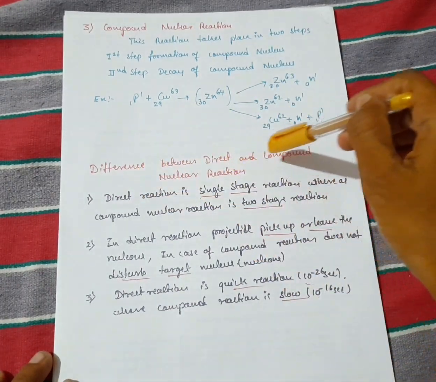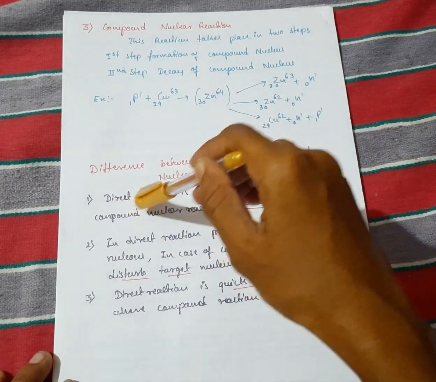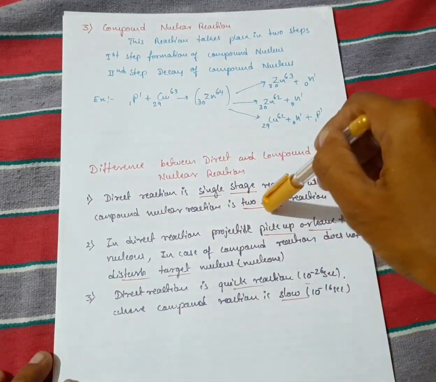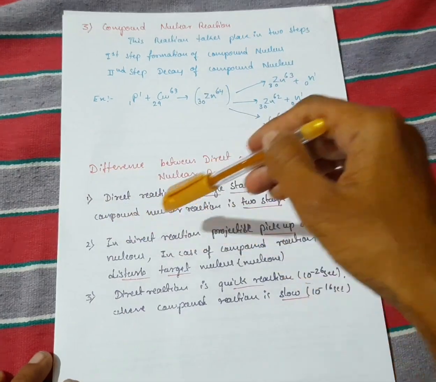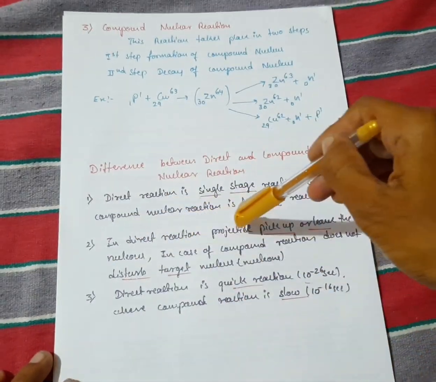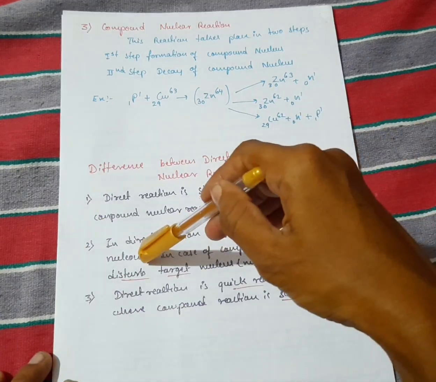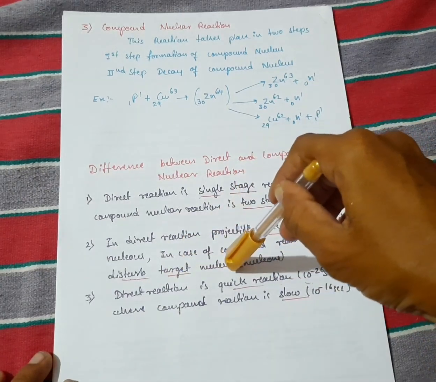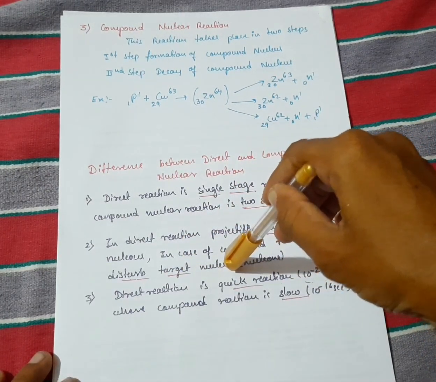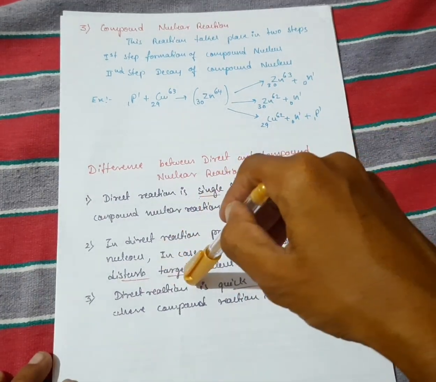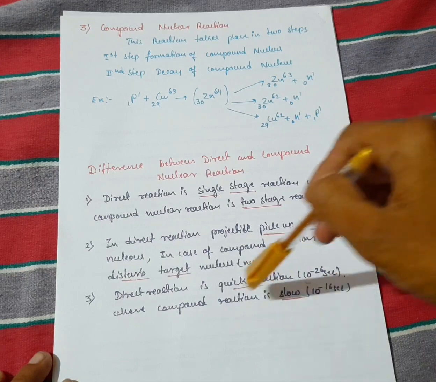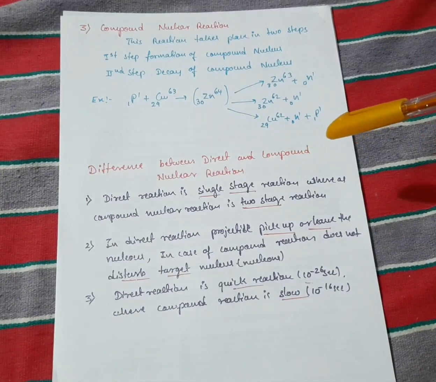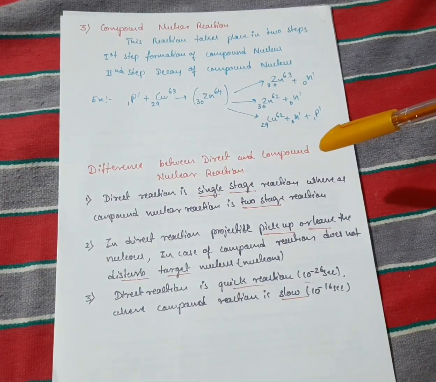So what is the difference between direct and compound nuclear reaction? A direct reaction is a single-stage reaction, whereas a compound nuclear reaction is a two-stage reaction. The second difference is that in a direct reaction, the projectile picks up or leaves nucleons from the nucleus. In the case of a compound reaction, the nucleons are disturbed.